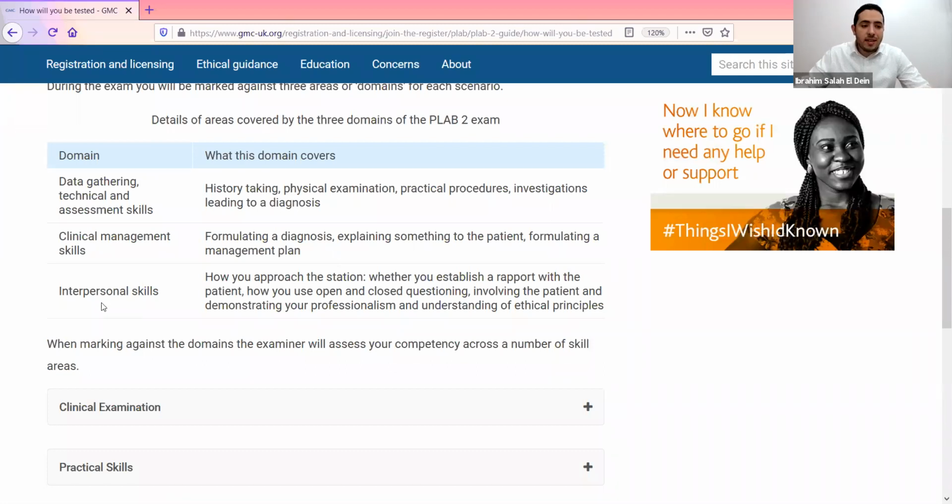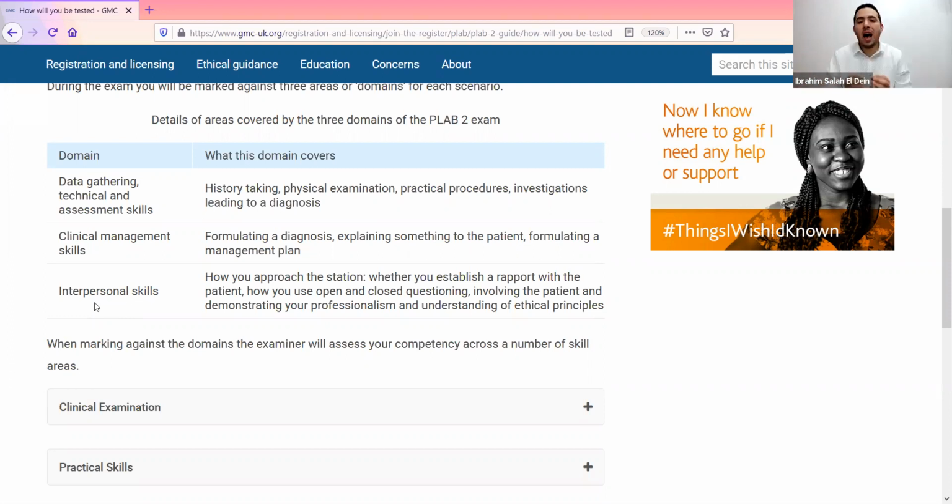Let's go to the third part. It is interpersonal skills, and it is easy. It's easy if you try to deal with the exam as if it is a real day in your clinic. Try to deal with the simulator as if it is a patient in your hospital. Use the appropriate interpersonal skills.